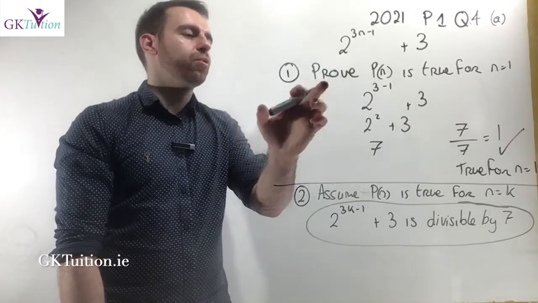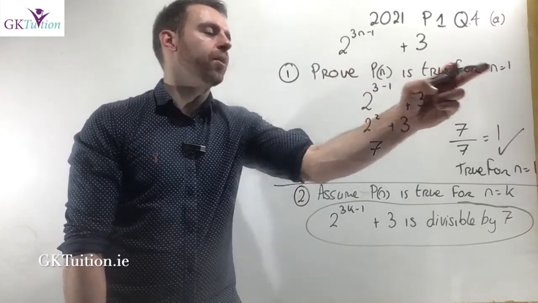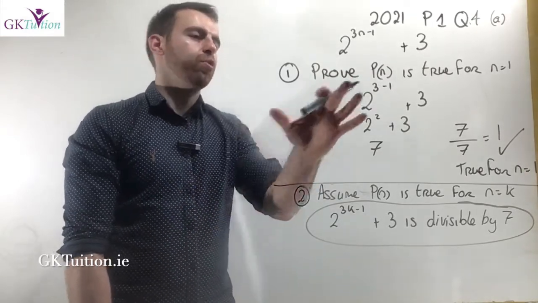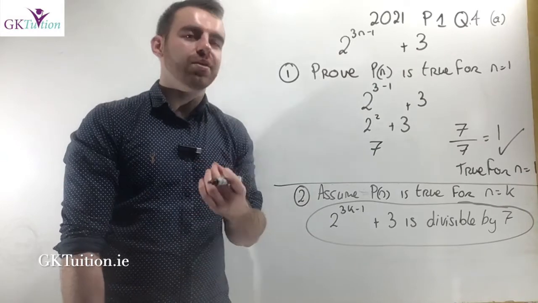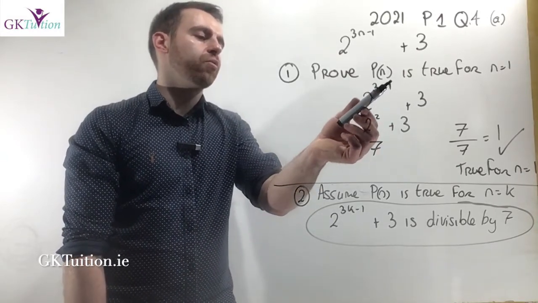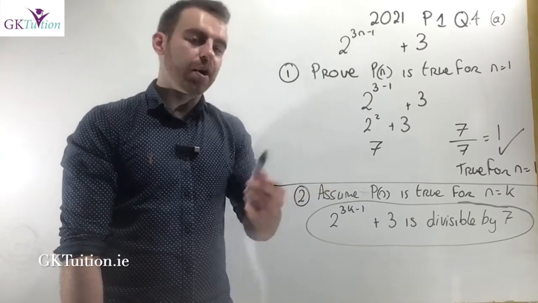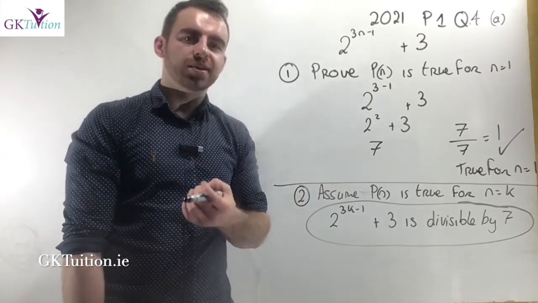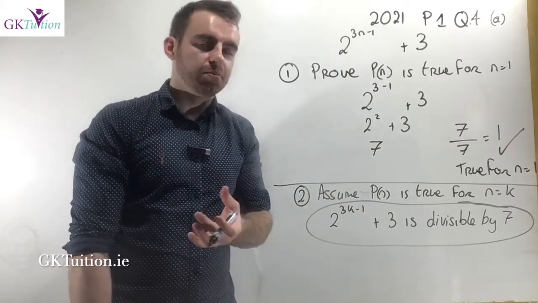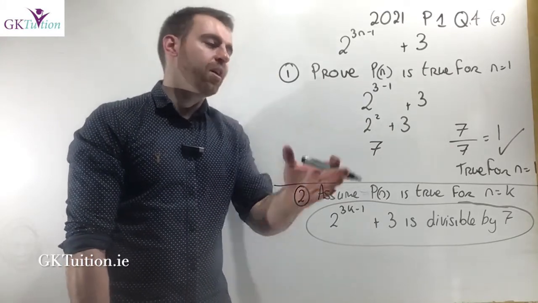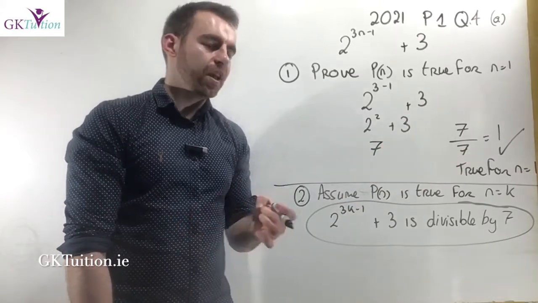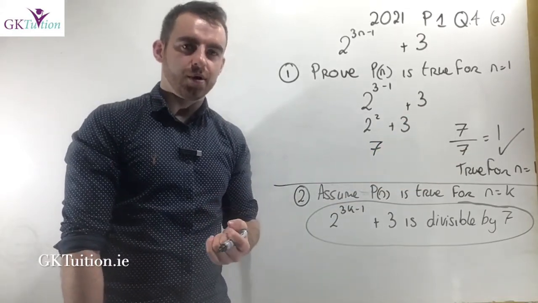Step 1, we need to prove that p of n is true for n equals 1. Remember that p of n simply means the proposition. Prove that this statement is true for n equals 1. When I sub in n equals 1, it becomes 2 to the power of 3 minus 1, which is 2 to the power of 2, and obviously 2 squared is simply 4. 4 plus 3 gives me 7. And I just need to prove that that's divisible by 7. It goes without saying, obviously 7 divided by 7 gives me 1. So the statement is certainly true for n equals 1.